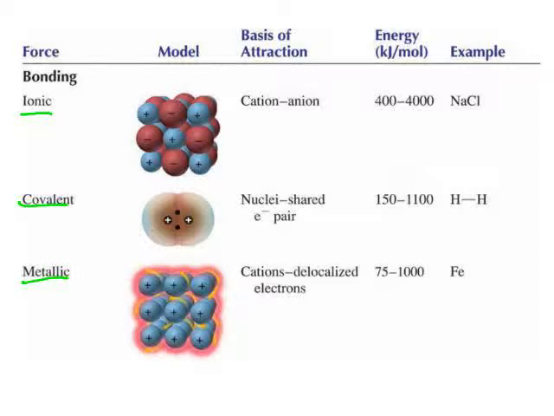if we look at the energy that it would take to break the bond between a cation and an anion, it's somewhere in the area of 400 to 4,000 kilojoules per mole, so that's a lot of energy. If we look at a covalent bond, those tend to run between 150 and 1,100 kilojoules per mole to break. And to break metallic bonding, it usually requires somewhere between 75 and 1,000 kilojoules per mole. So that's a lot of energy to break a real bond.